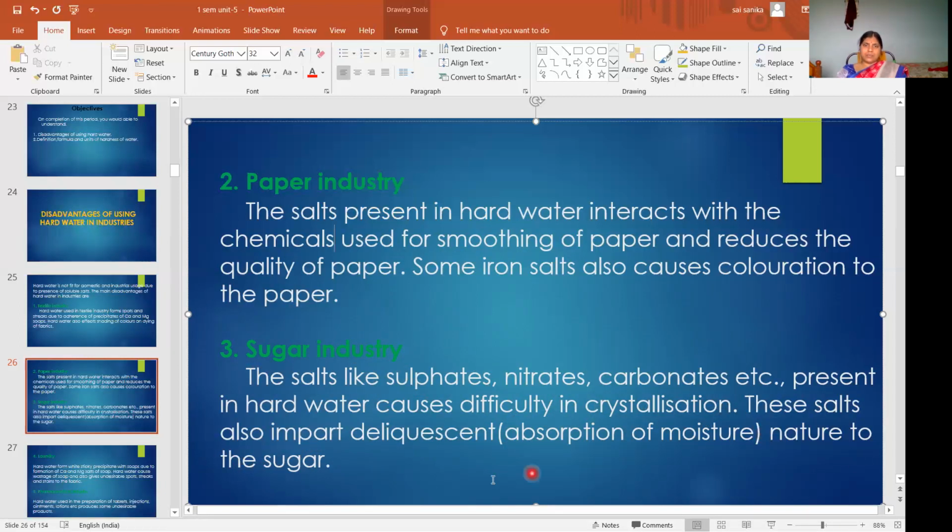And these salts also impart a deliquescent nature to the sugar. Deliquescent nature means absorption of moisture. If these salts are present in water, they will absorb the moisture. If they absorb the moisture, what will happen? The sugar will become totally solid. Okay, these are some of the disadvantages of using hard water in the sugar industry. First, it causes difficulty in the crystallization of sugar, and it gives this deliquescent nature to the sugar.